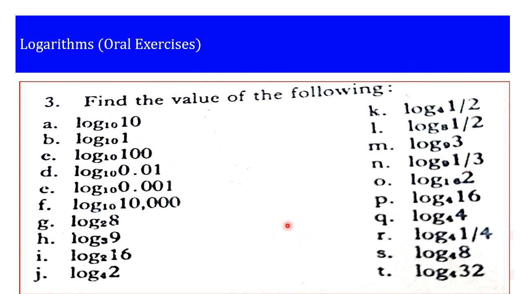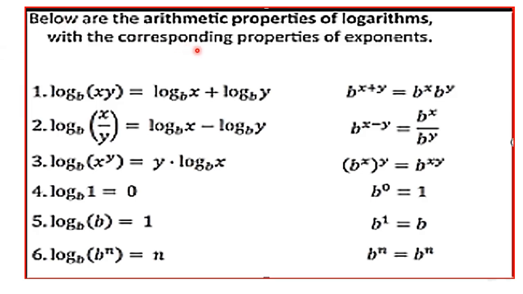Kindly open all your cameras kasi impromptu po tayo. Below are the arithmetic properties of logarithms with the corresponding properties of exponents. Number 1, logarithm of xy at base b is equal to logarithm of x base b plus logarithm of y to the base b. And in exponent form, b to the x plus y is equal to b to the x times b to the y. Number 2, logarithm of x over y to the base b is equal to the logarithm of x to the base b minus the logarithm of y to the base b. Or in exponential form, b raised to x minus y is equal to b to the x over b to the y.